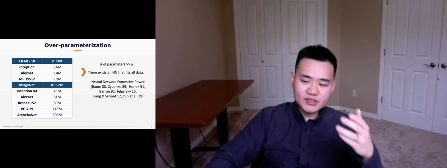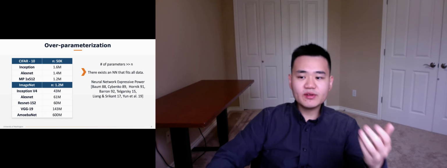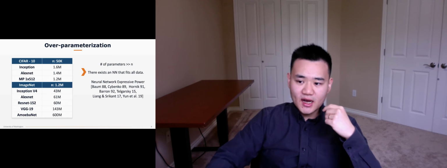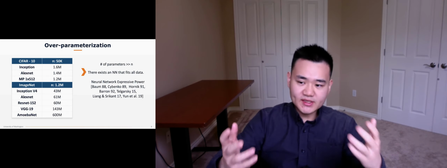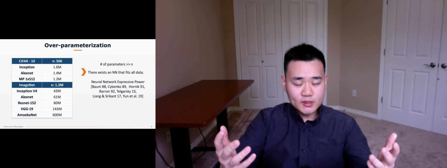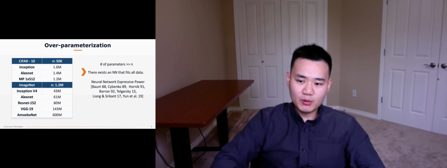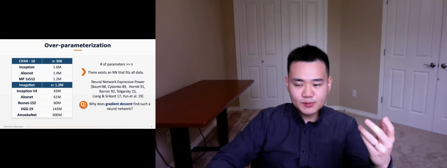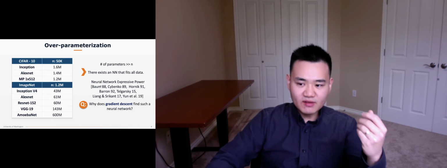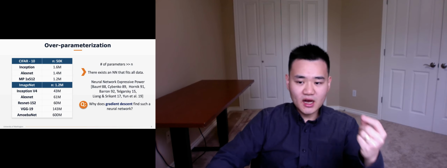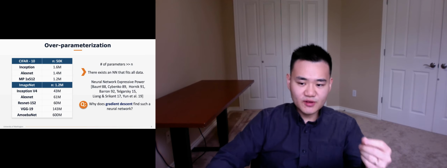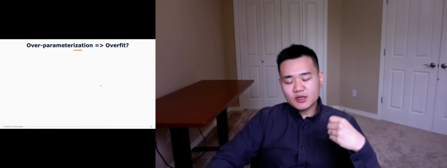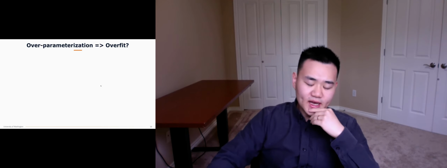So when the number of parameters is bigger than the number of data points, we know that there exists one neural network that can fit all the data points because you have more degrees of freedom, and this is called neural network expressive power theory, and it is still a popular research direction. However, this kind of theory does not explain why gradient descent can find a neural network that can fit all the data points, to achieve the global minimum.